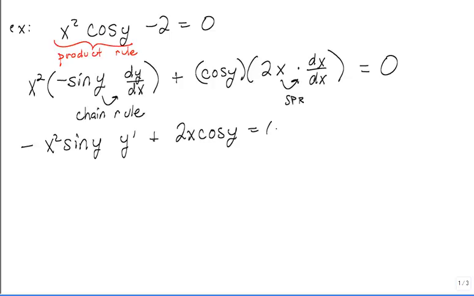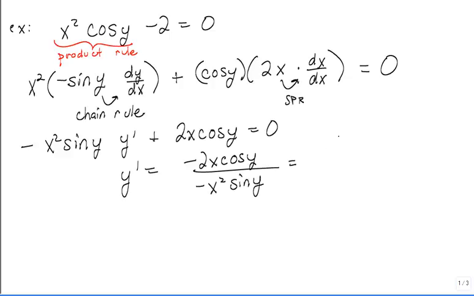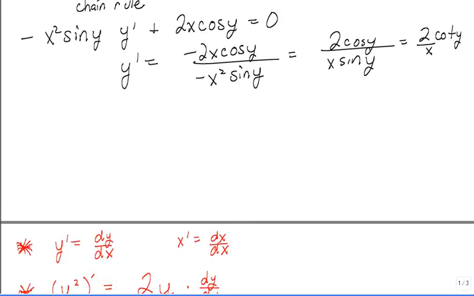dx is 1. y prime is going to be minus 2x cosine y divided by minus x squared sine y, and that's going to be 2 cosine y over x sine y. The x's cancel and the negatives cancel, or 2 cotangent y over x. Okay. Let's just keep practicing.